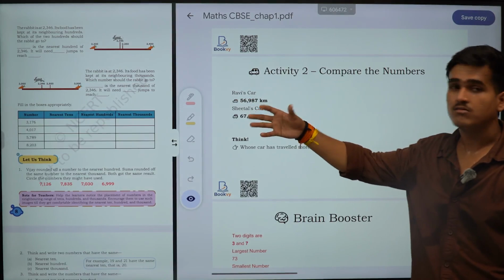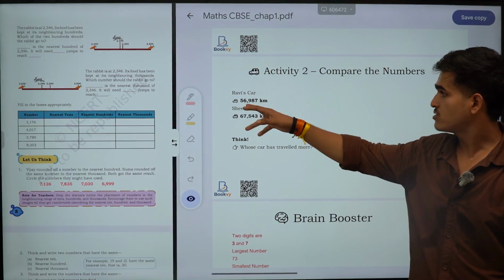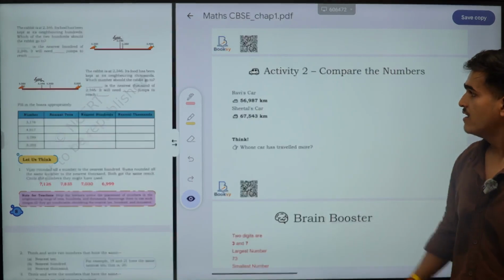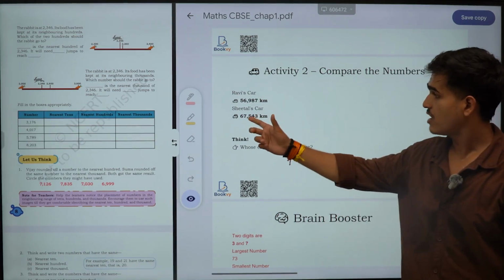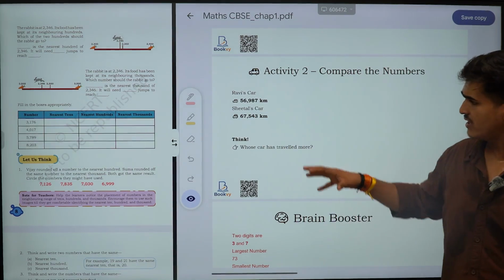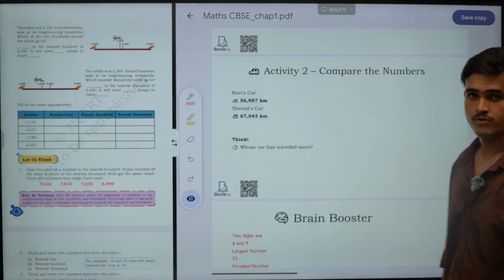There is a person whose car has travelled 56,987 kilometers, and Sheetal's car has travelled 67,543 kilometers. Now think, whose car has travelled more?